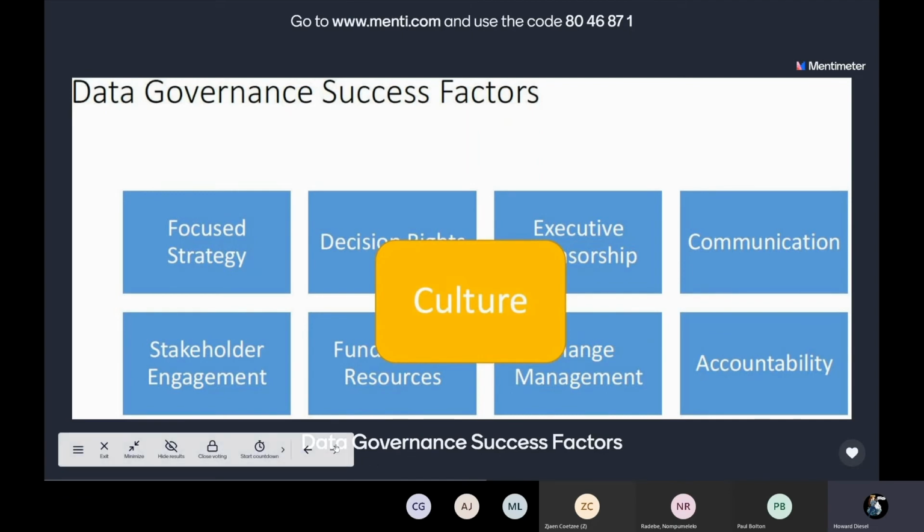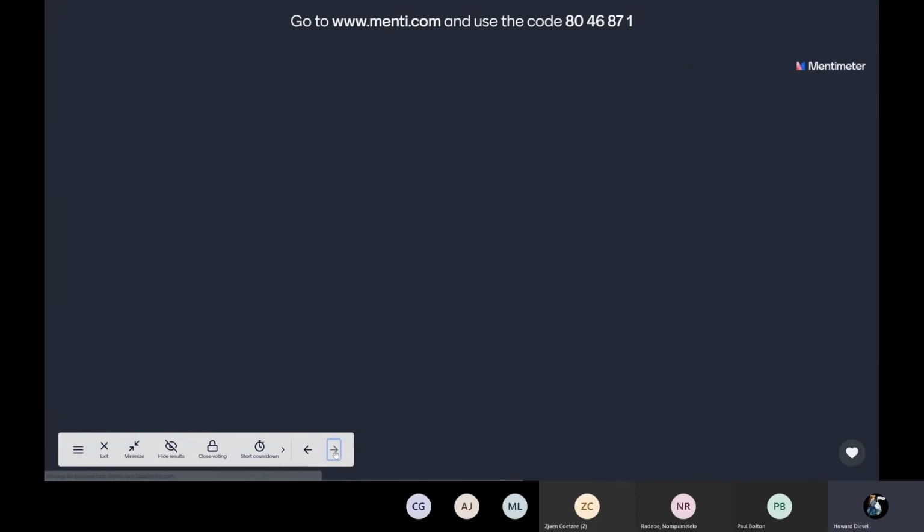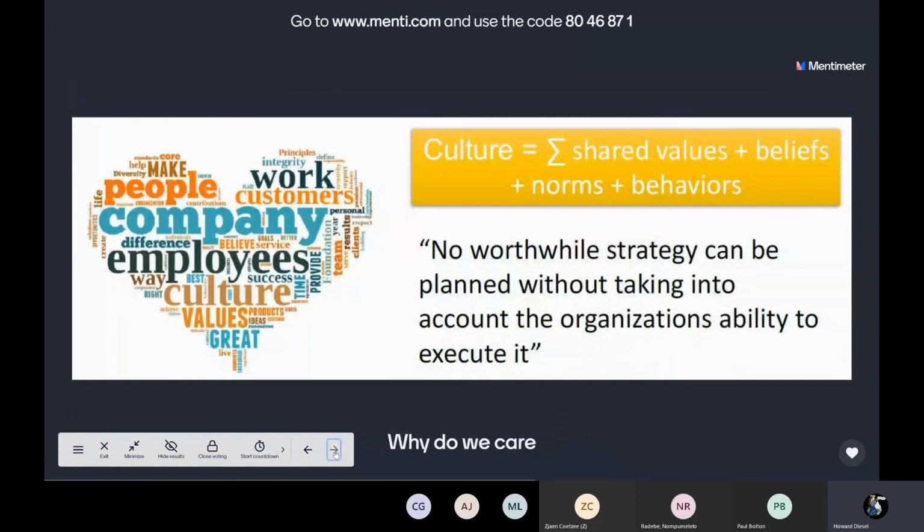Someone used an interesting phrase, which I quite like: if people aren't getting your data jokes, then you better start looking at the culture and change management, unless they really don't understand your sense of humor. So, all right. So why do we care?